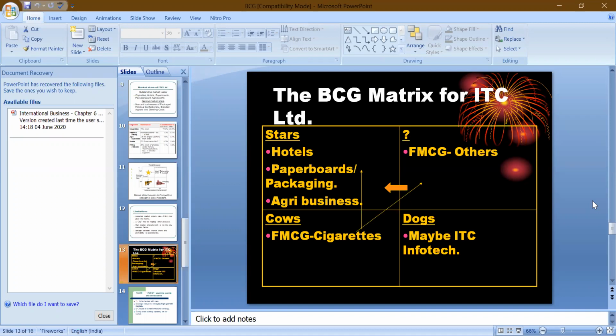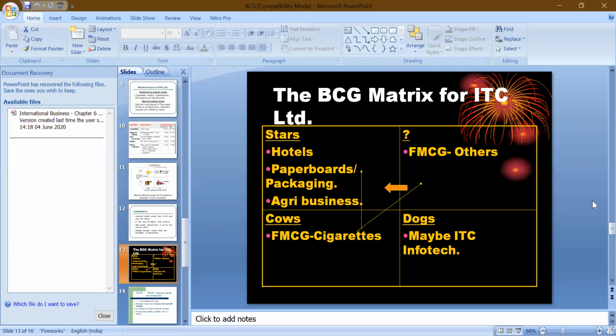Now, when we talk about the dogs in ITC, it's ITC Infotech. ITC Infotech initially came into existence to support the other SBUs of ITC. They were not very prominent, like, let us say, TCS or Infosys or Wipro or Cognizant. They were basically supporting their own organization. So they don't have a great hold, and a lot of new competitors have come in, whereby they are making much lesser profits.